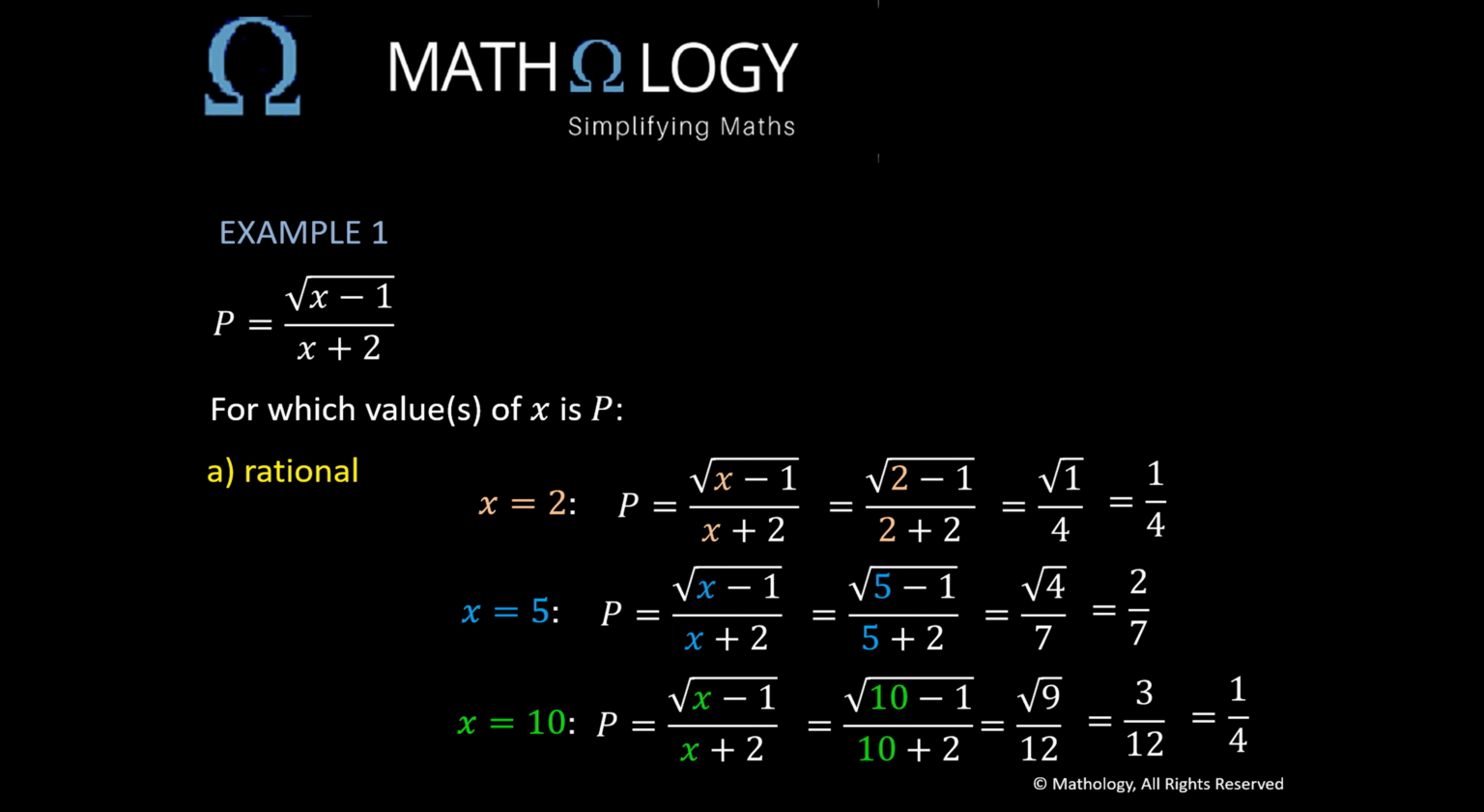To answer this particular question, you need only specify one value of x, for which p is rational. You may therefore equate x minus 1 to any square number and solve for x.